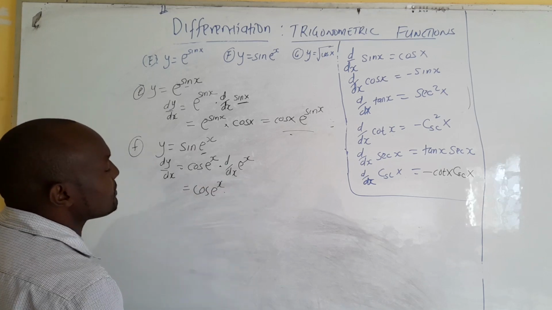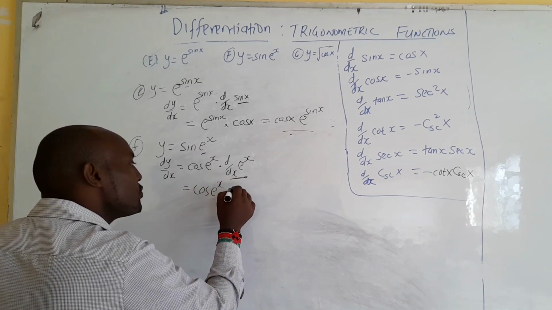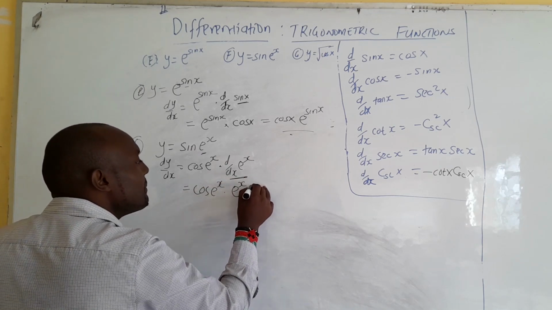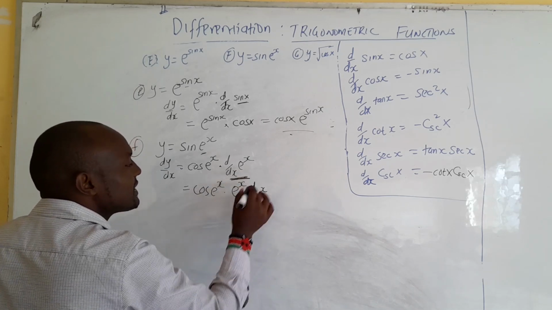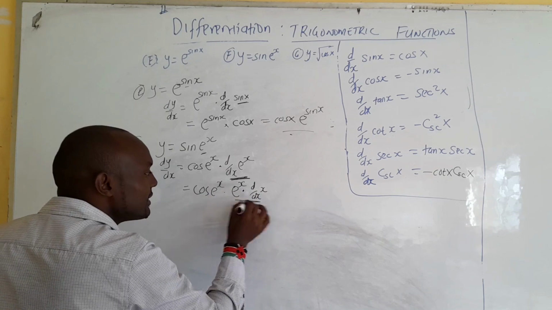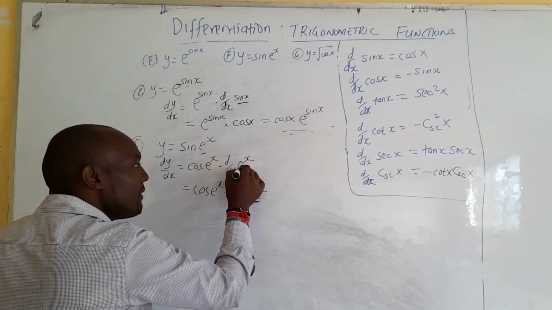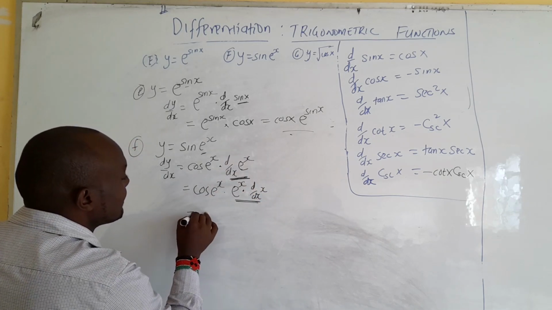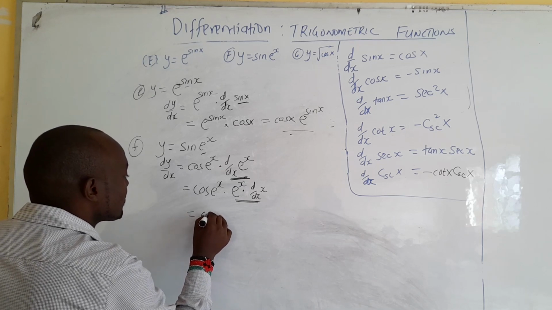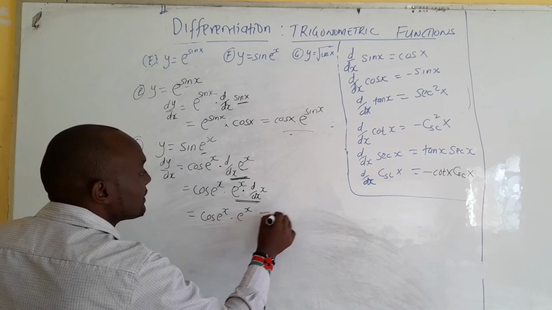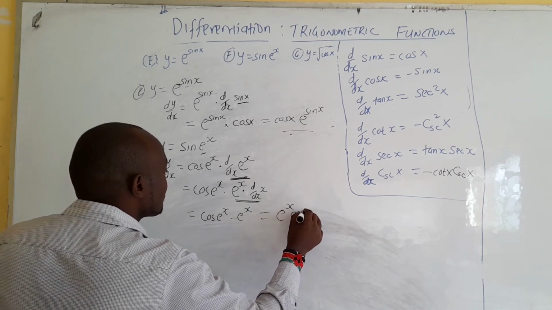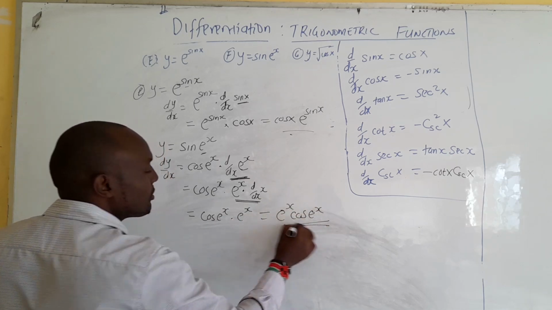How do we differentiate an exponential function? We said the expression will remain the way it is, but now you differentiate the power. It remains the way it is, then you differentiate the power of the exponential. So in that case, you get cos of exponential x times exponential x. So you can write it as exponential x, cos of exponential x. No problem with that one.